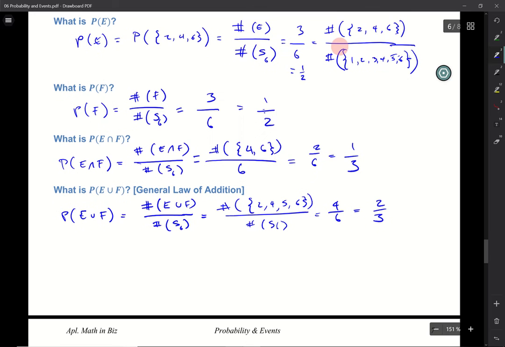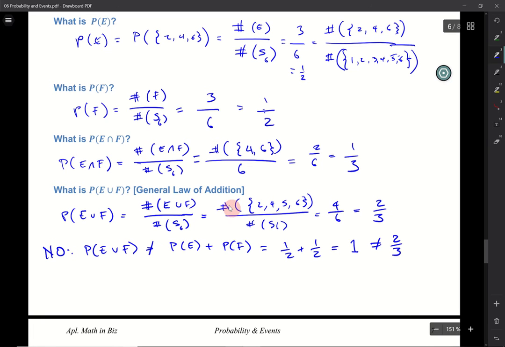So this is no, right? The probability of E union F is not the probability of E plus the probability of F. Because the probability of E would be 1/2, and the probability of F is 1/2, and so that's equal to 1, and that's clearly not equal to 2/3.